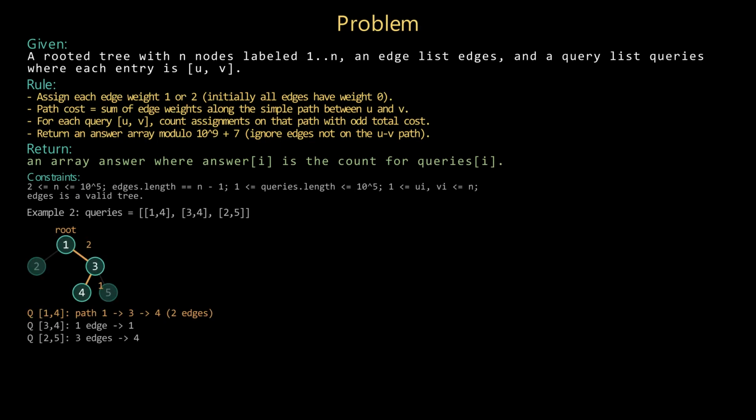Example 2, 3 queries on a small tree. Path 1 to 4 has 2 edges, giving 2 odd assignments. Path 3 to 4 has 1 edge, giving 1. Path 2 to 5 has 3 edges, giving 4 valid assignments. The output array is 2, 1, 4.